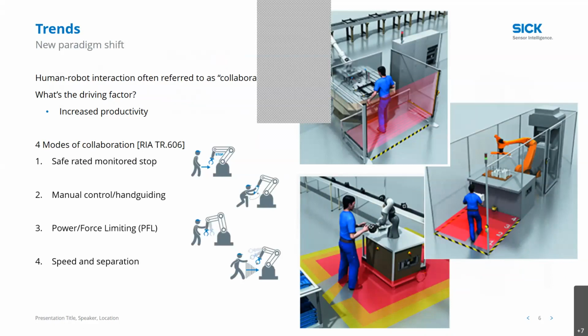So maybe the picture in the top left would be a safety rated monitored stop with some sort of position limiting. The bottom left is probably all four modes of collaboration. So safe stop, he's working directly with the robot, so that's hand guiding. The robot probably has PFL, and it's also using speed and separation. Any combination of those four, we would call, per the standards, a collaborative application. That's what the standards define it as.